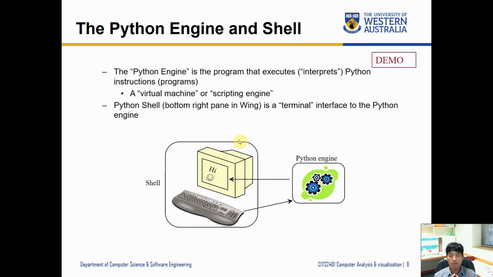So that's the basic underlying of how Python works. You give it a set of instructions, which is your code. It passes on to the Python engine. The Python engine evaluates your code, and whatever you instructed it to do, it will return it back to you through the shell. That's the normal way of interacting with it.